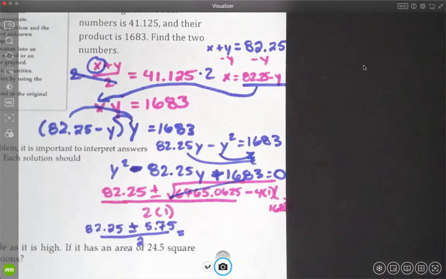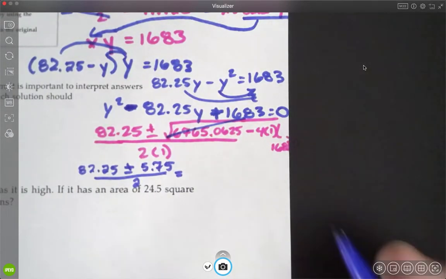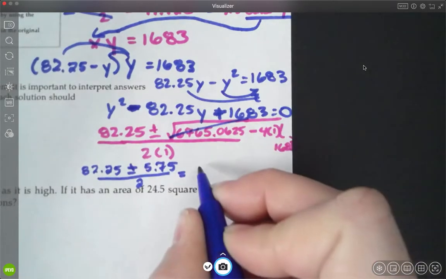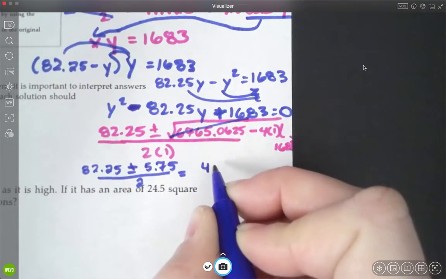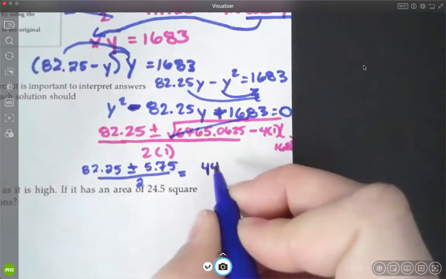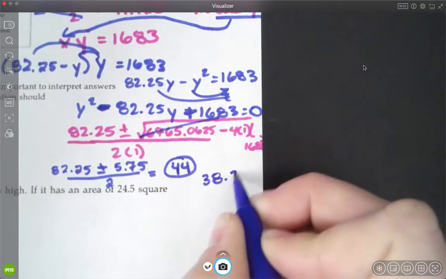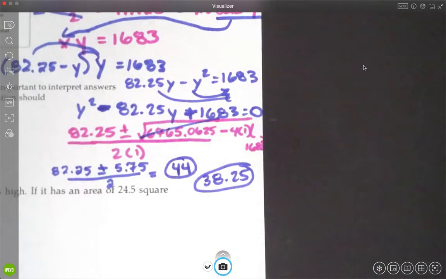Okay? So now there are 2 answers when you have this going on, right? This is 82.25 plus 5.75 divided by 2, and 82.25 minus 5.75 divided by 2. When you add them, that's 44. The next one, 38.25. Do you see how that's done? Since this is plus and minus, you do 82.25 plus 5.75 divided by 2, and that's 44. Then 82.25 minus 5.75 divided by 2, and that's 38.25, yeah?